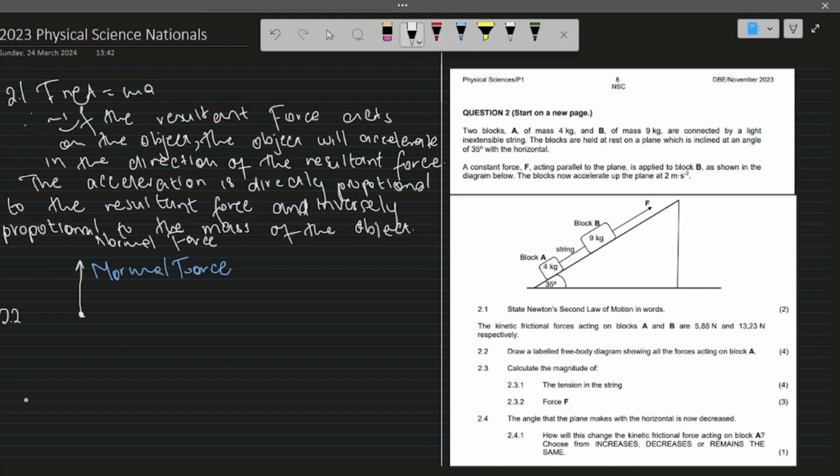And then we have the gravitational force acting on the object. Guys, please bear with my handwriting. I'm not using a ruler, so my drawing won't be to scale. So this is the gravitational force, Fg. And then the third force acting on the object is the frictional force.